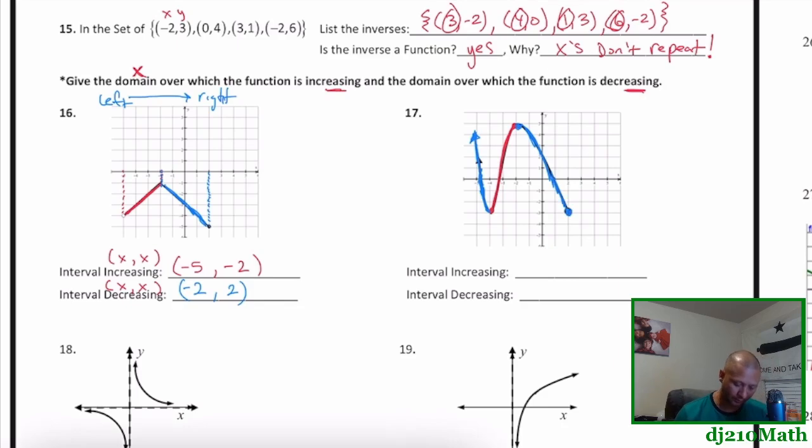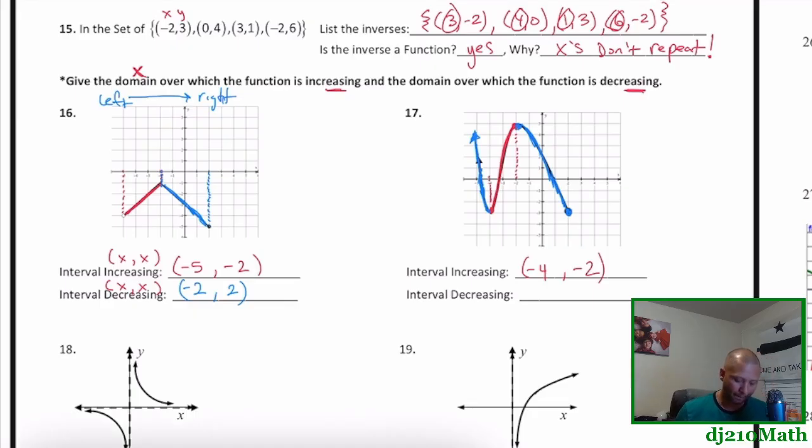So, writing this as an interval, the x value where increasing starts is -4. Where increasing ends is -2. And again, it's always parentheses. Can't stress that enough.